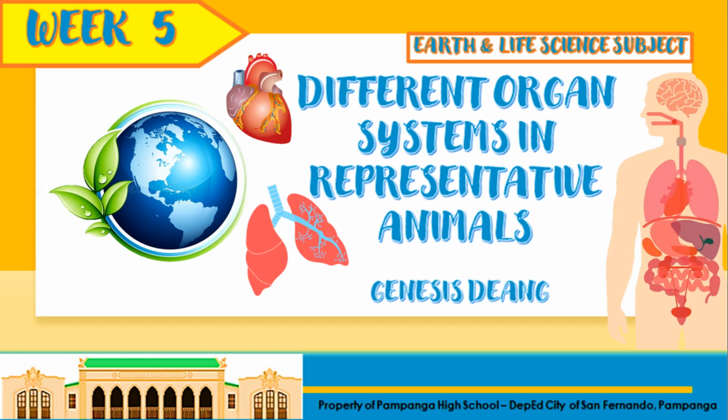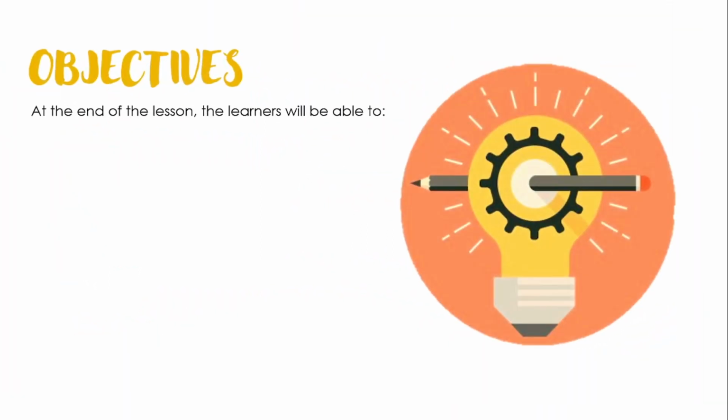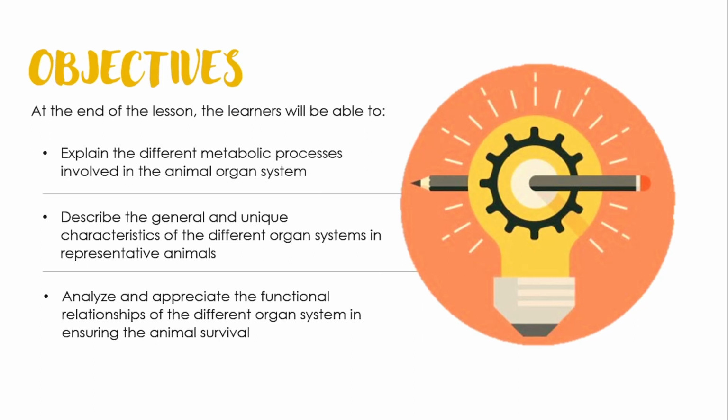Let us now identify our specific goals that we have to meet after this discussion. Here are our objectives for this lesson. First, at the end of the lesson, we will be able to explain the different metabolic processes involved in the animal organ system. Second, we will be able to describe the general and unique characteristics of the different organ systems in representative animals. And lastly, we will be able to analyze and appreciate the functional relationships of the different organ systems in ensuring the animal survival.